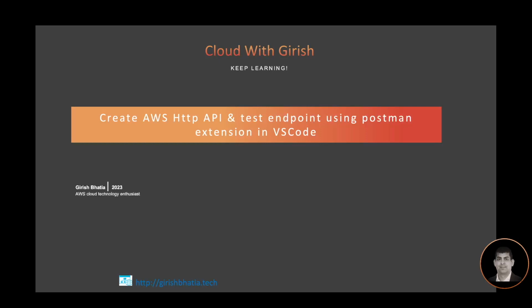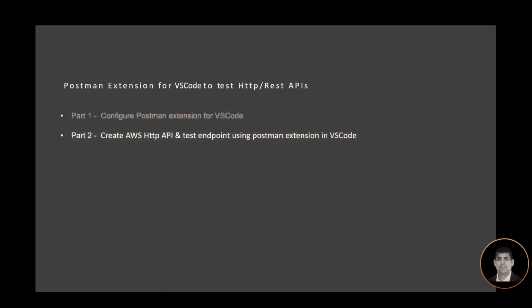In this video, I'm going to show you how to create an AWS Http API and invoke a get method to get state name based on state code passed as parameter. I will use a Lambda function to process the state code and look up for state name. API get method is integrated with this Lambda function using API gateway. I will test the API endpoint using Postman extension in VSCode.